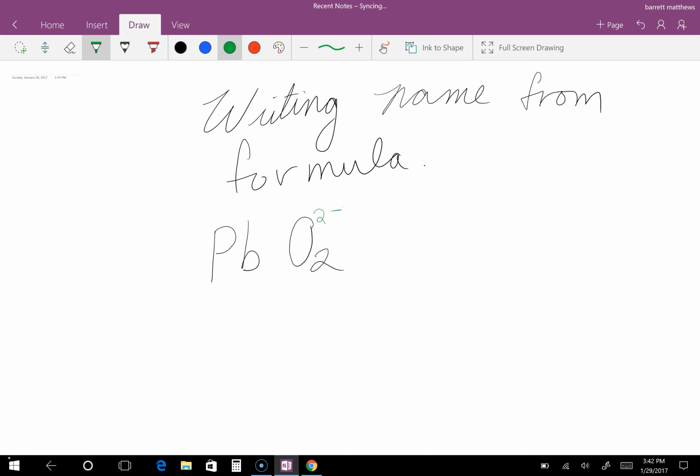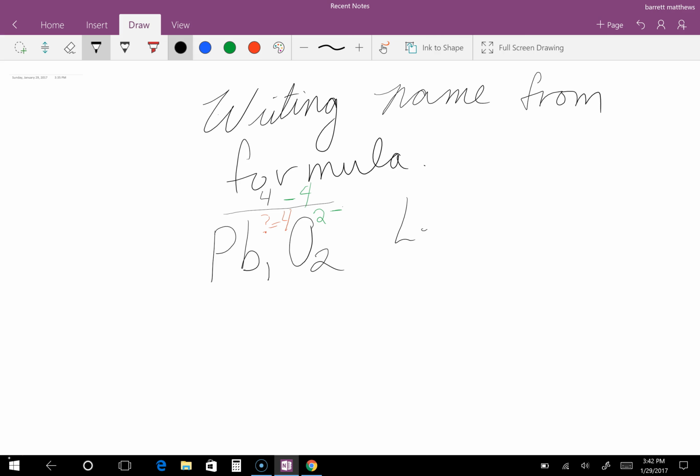So I know oxygen is -2. 2 times 2 is going to give me 4. So I know I need lead to have a 4 charge. So what times 1 is going to give me 4? The answer is 4. So now I know the charge of lead is 4.